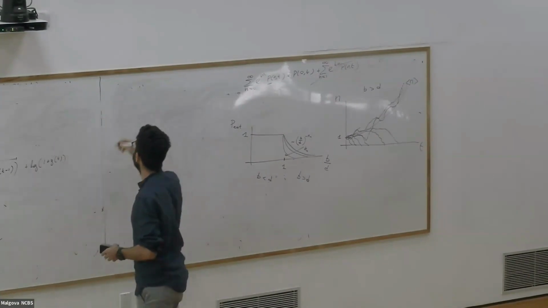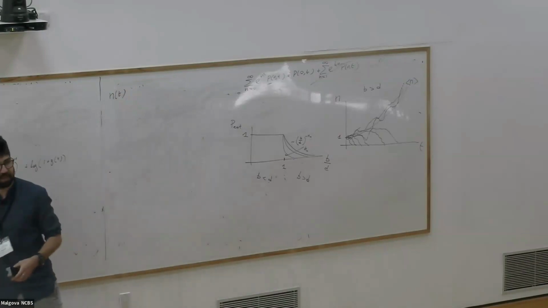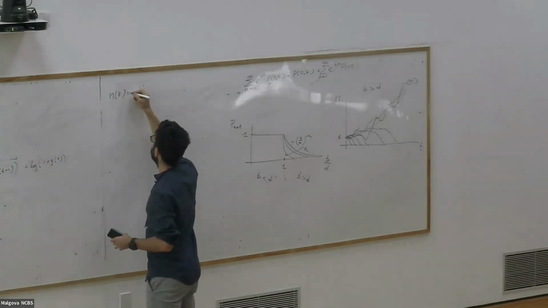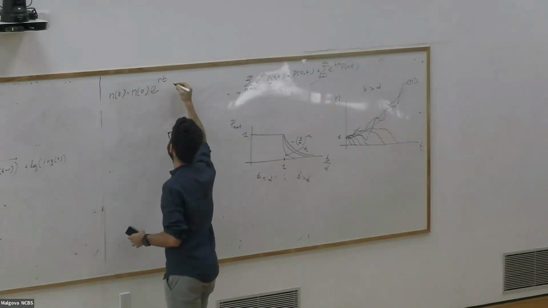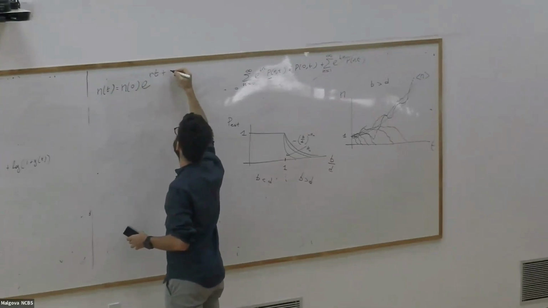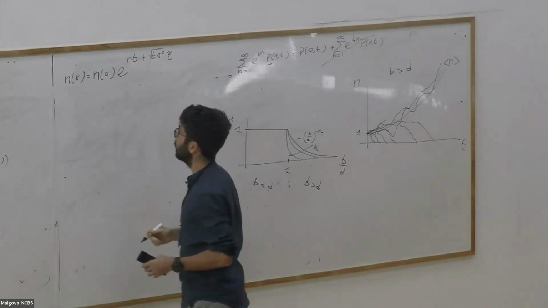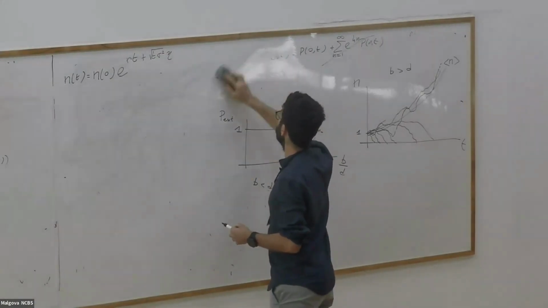So the solution is the following. I can take this expression and take the exponential of both sides, and I get that n of t is equal to n of 0 e to the rt plus square root of t sigma squared eta. Okay?